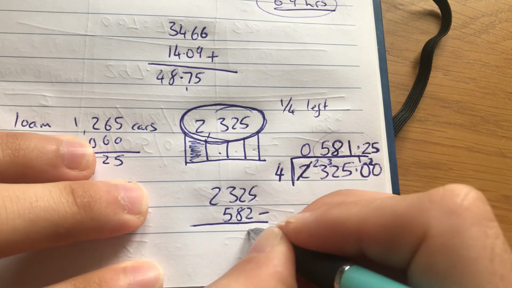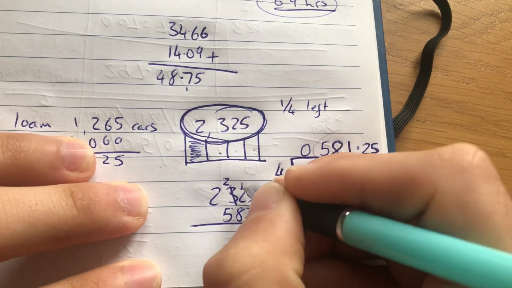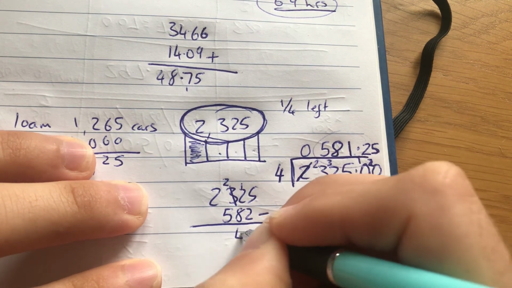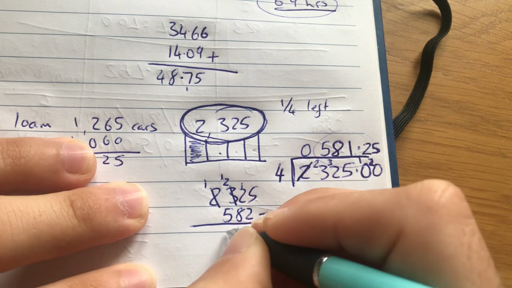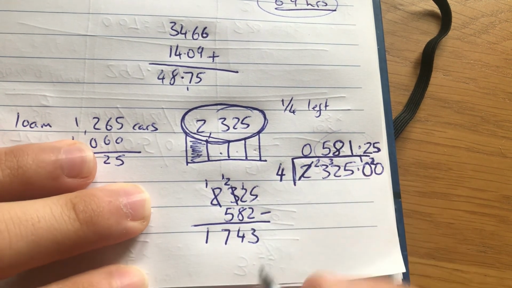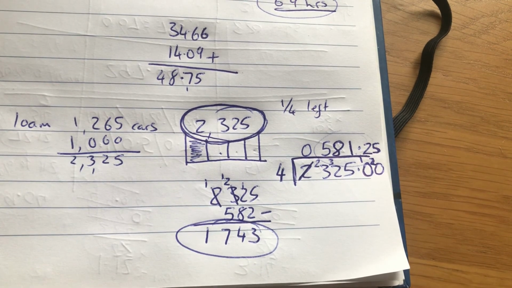5 take away 2 is 3. 2 take away 8 can't do. So we'll steal from next door. So 12 take away 8 is 4. Oh, I can't do that one either. 12 take away 5, 7. 1 take away nothing is 1. So your answer, there are 1,743 cars left in the car park.